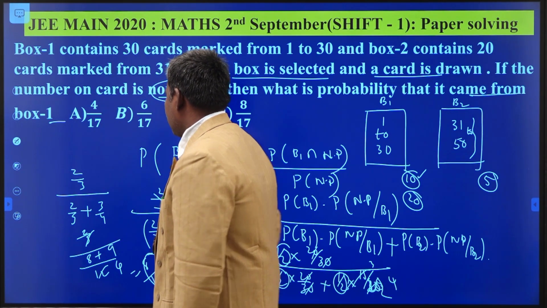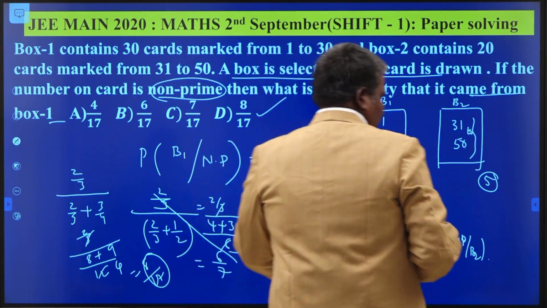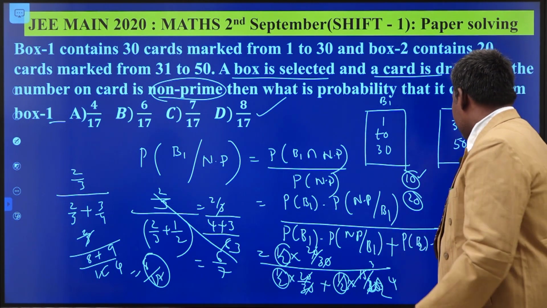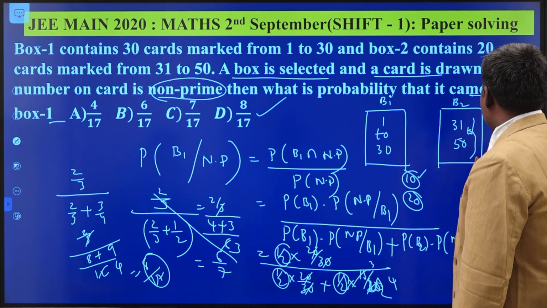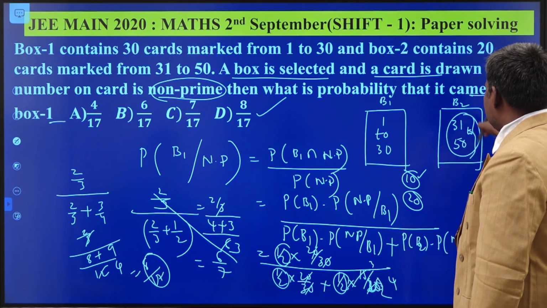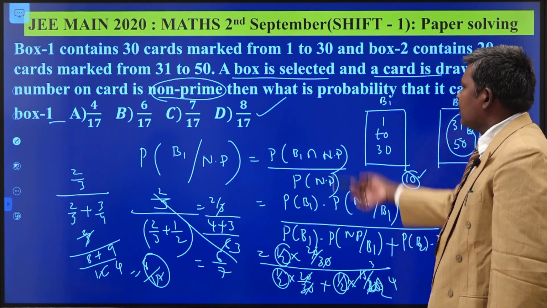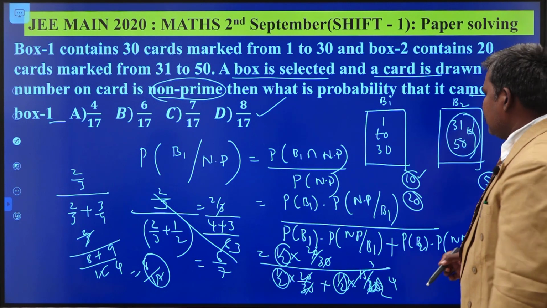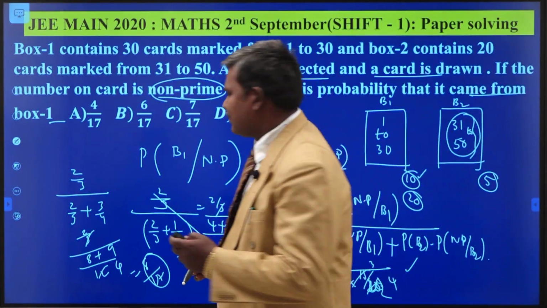8 by 17, okay. This is your answer, 8 by 17. So in your calculations also you have to be careful. I have also made a mistake here. So keep very good concentration in your mind. The number of digits here is only 20. Instead of 20 I wrote 30 here, and the calculation went wrong. So you have to keep your mind always in concentration mode. Okay. So your answer is 8 by 17.